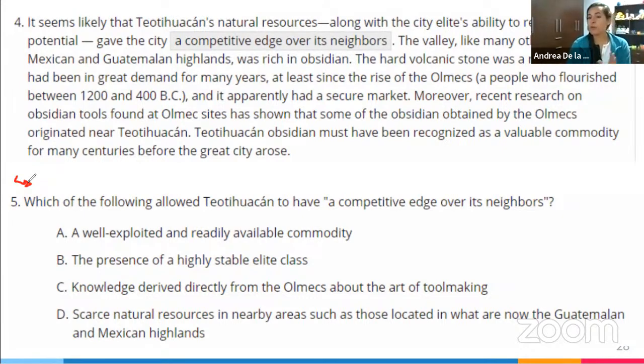Now, you don't have to worry about looking in the text because they will point you to the right paragraph where you will find the answer. Siempre les van a apuntar al párrafo donde está la respuesta, así que no tienen que preocuparse de buscar el párrafo.